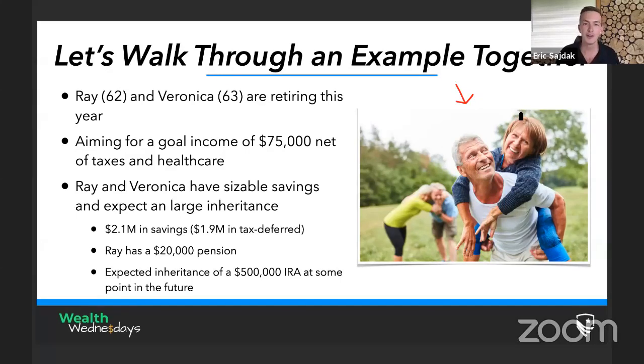They're aiming for a goal income of $75,000 net of taxes and healthcare. They have sizable savings. Together they've saved $2.1 million and $1.9 million of it is in tax deferred accounts. The rest of it is in taxable accounts. So they have a lot of money, but it's very concentrated in traditional IRAs, 401(k)s, and whatnot. That's going to be very important from a tax planning scenario. Now, Ray has a $20,000 pension, and at some point in the future, they expect an inheritance of $500,000.